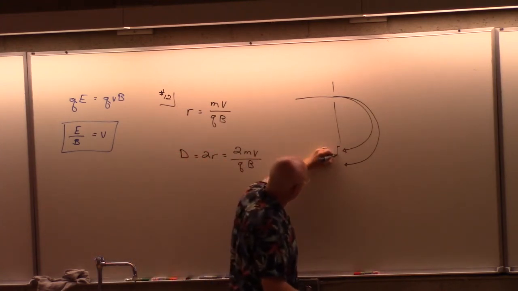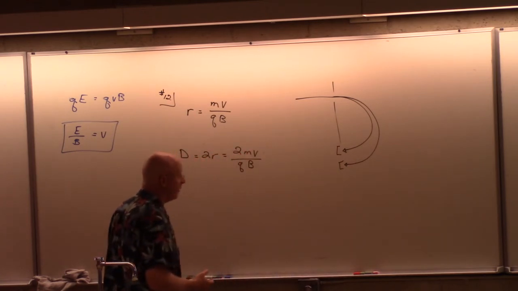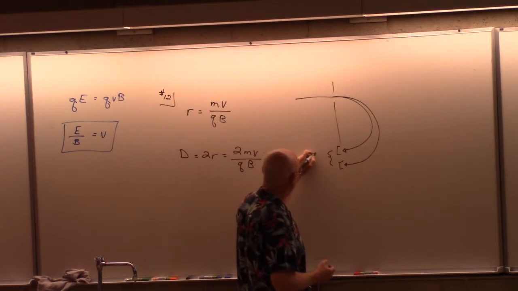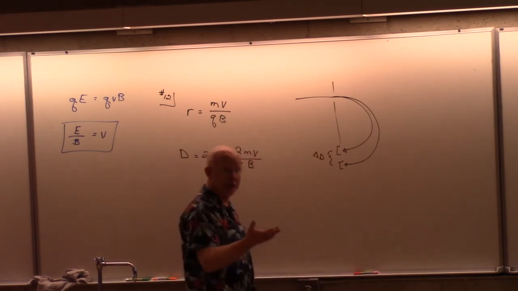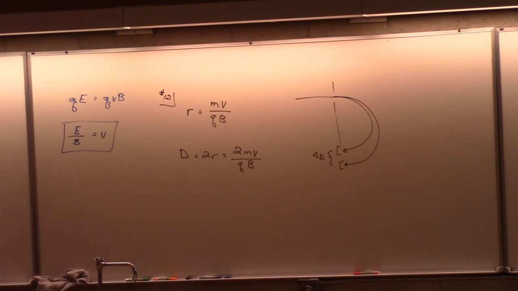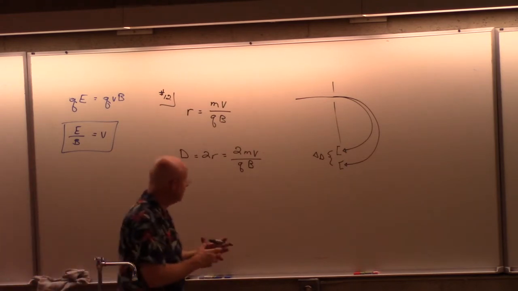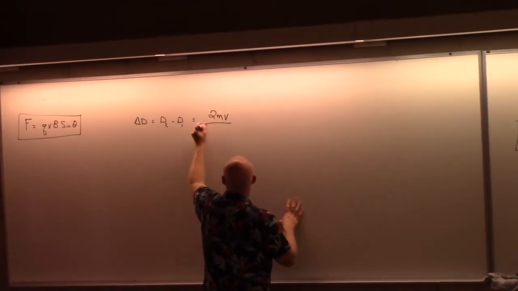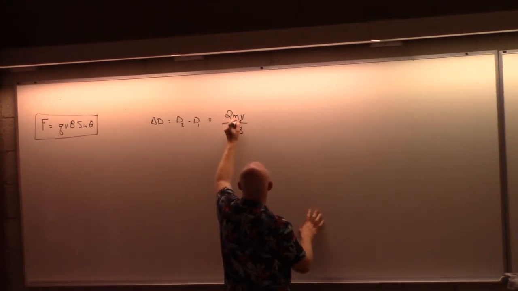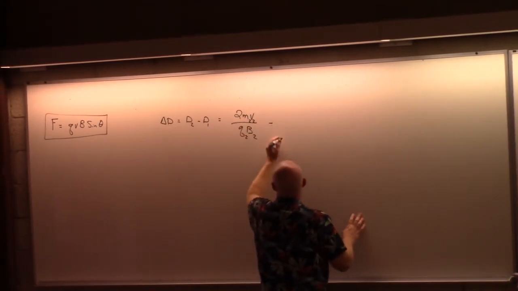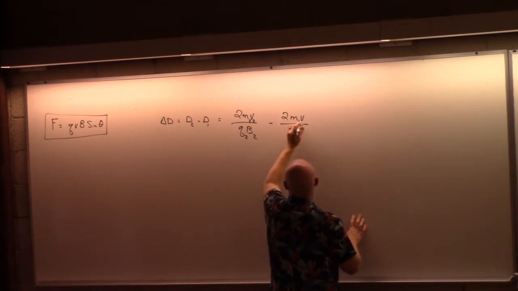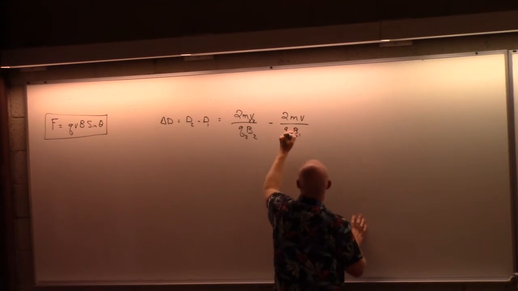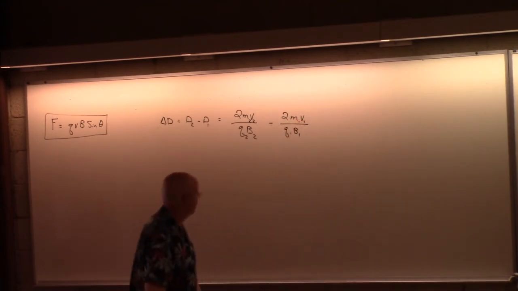So how far apart are they? Well, let's call the difference between them delta d, for the difference between the 2 diameters. And so delta d would be the diameter of the big one minus the diameter of the small one. Okay, so as they fly in a circle, I'll just take the difference in their diameters. So this would be 2 m2 v over qB for, I'll call it number 2. And this would be 2 m1 v over qB for the lighter one, number 1, uranium-235.